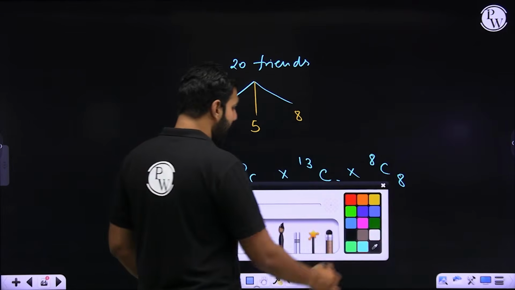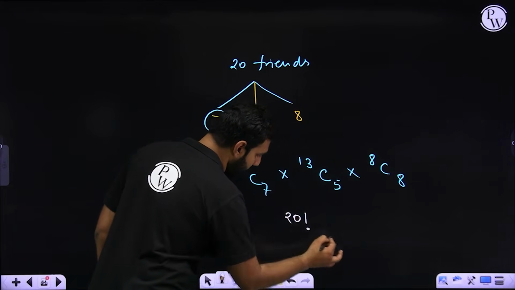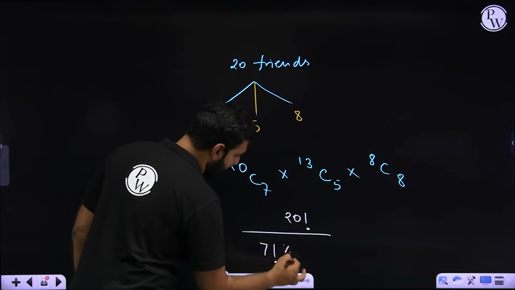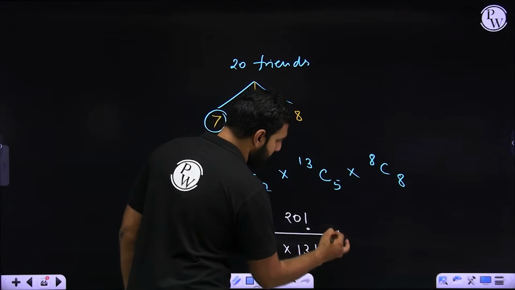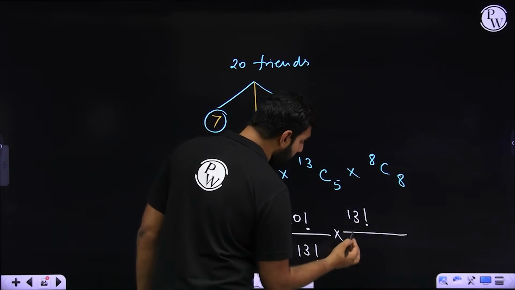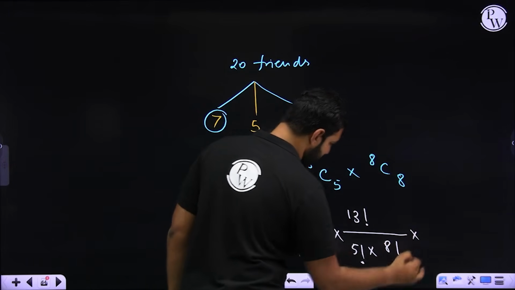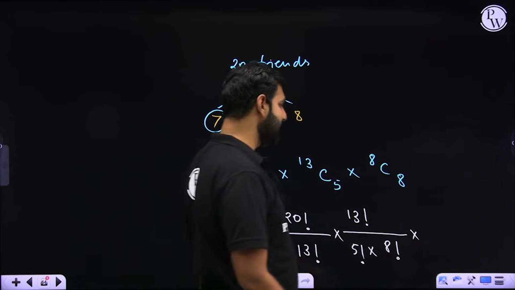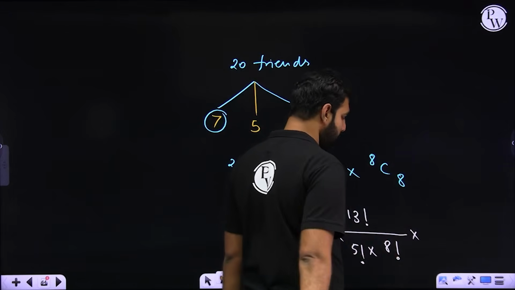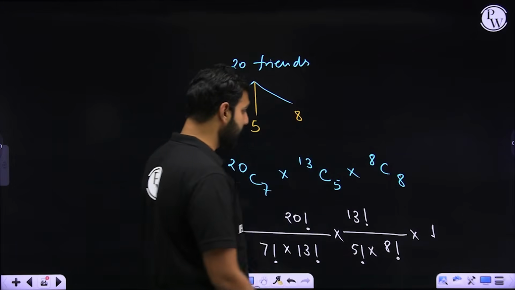Now, if I were to expand it, what will I get as the expansion? 20C7 is going to be 20 factorial upon 7 factorial into 13 factorial. 13C5 is going to be 13 factorial upon 5 factorial into 8 factorial. I hope there is no confusion on it. And 8C8 is 8 factorial upon 8 factorial into 0 factorial, which is going to be 1 only. So I'm not writing that part, I'm writing it as 1 only. Did you get that part?